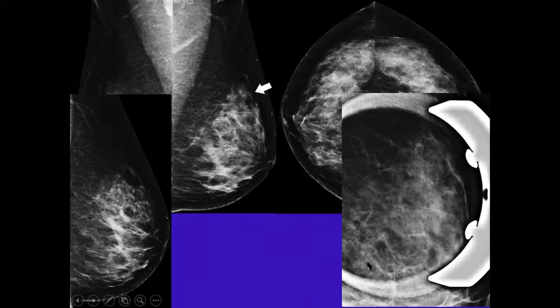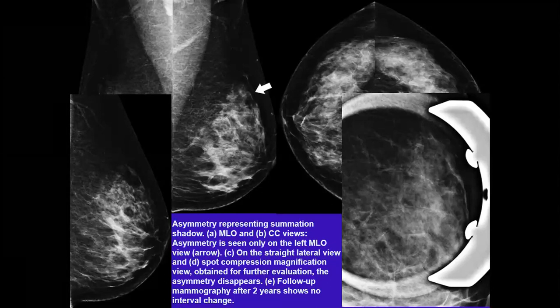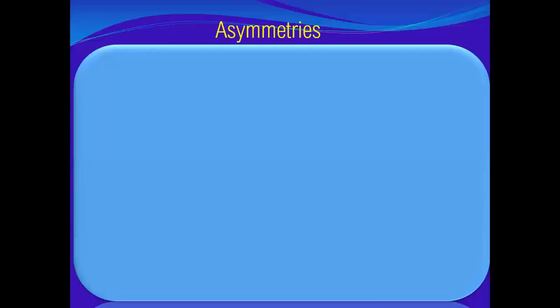From this view and this view, the density is spreading, or the asymmetry is spreading away. So most likely it is just superimposition of fibroglandular tissue, a summation artifact. Okay, it is a summation artifact. So the patient was just for screening, and on the follow-up screening after 2 years, it was not there. So this is just a summation artifact giving us a single view asymmetry.